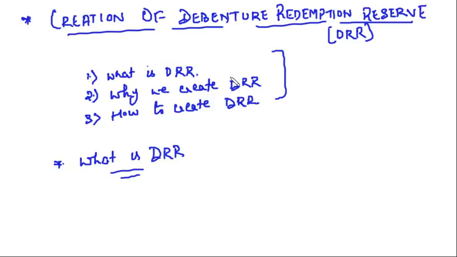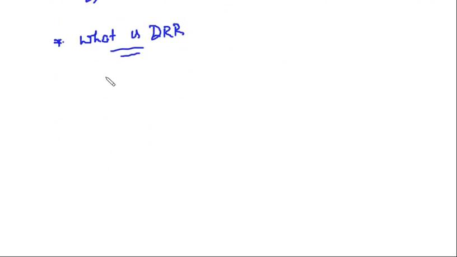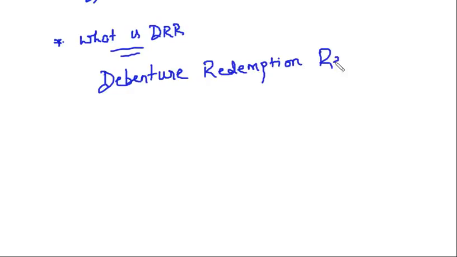Now let's try to decode this term. I'll write this in full: debenture redemption reserve. Now I'll do nothing, but I will decode these three words. That's it. That will be the answer to what is DRR. Try to understand how I am going to decode. First I will take this word reserve. You all know what is a reserve. You have studied general reserve, capital reserve, workmen compensation reserve, investment fluctuation reserve. So you know the very basic definition of reserve.